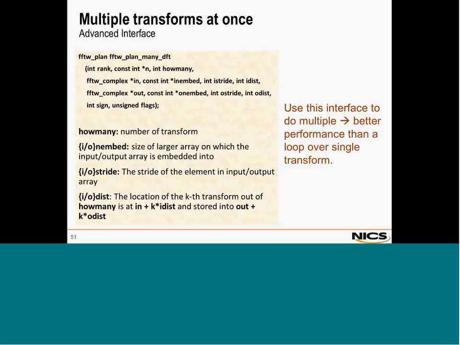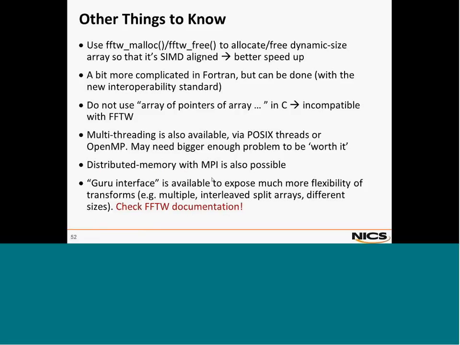So really, this is the stride of the array. This is the stride of the transform. So this is then a loop over a single transform. When you use malloc, it pre-allocates a dynamic array so that it's aligned, which results in better speedup. This is complicated in Fortran, but it can be done with the interoperability standard in C.